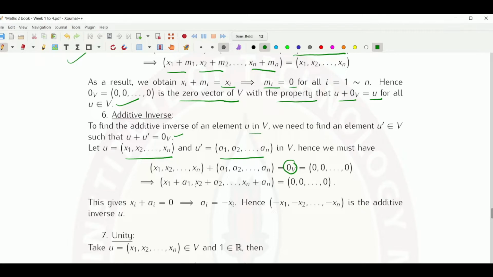So (x1 plus a1, x2 plus a2, ..., xn plus an) is equal to (0, 0, ..., 0). This gives xi plus ai is equal to 0. It means ai is equal to minus xi. Hence, (minus x1, minus x2, ..., minus xn) is the additive inverse of u. Okay, this also exists.